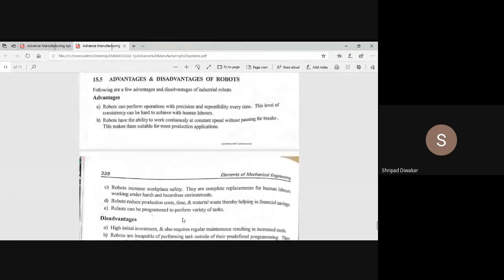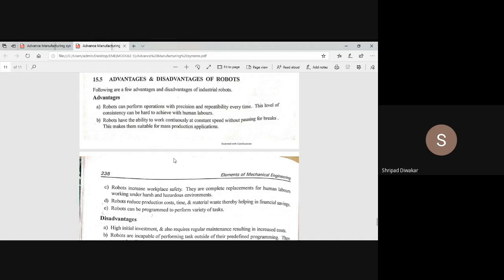Now, common advantages and disadvantages of a robot. A robot can perform a variety of tasks, that is the advantage. As I said, it is a multifunctional manipulator. The first advantage is that robots can perform multiple operations with precision. Precision plays an important role in robots. Second, they have the ability to work continuously at constant speed, without break, performing all the tasks at constant speed.